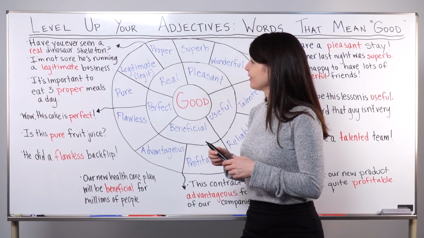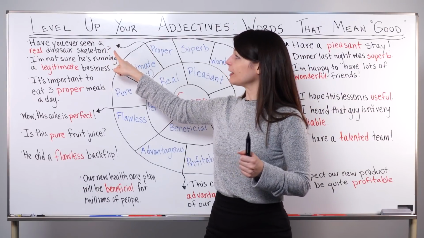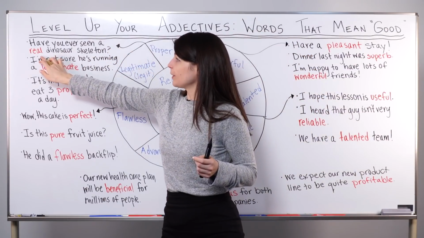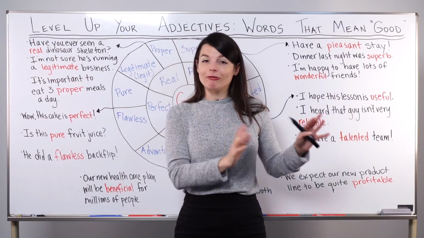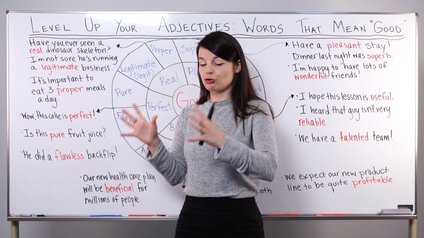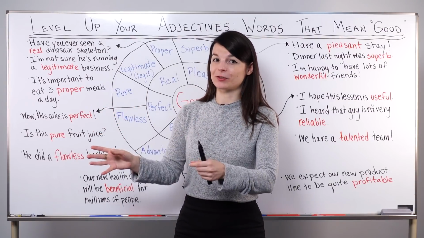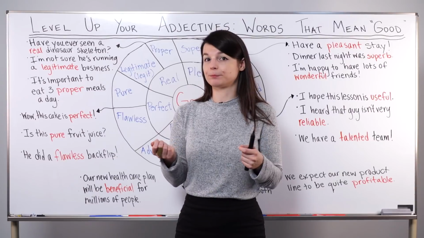Okay, so let's look at some example sentences. First, have you ever seen a real dinosaur skeleton? So this means, because we have real included here, it's like saying not a fake skeleton, not a plastic skeleton, but a true skeleton, a real one. So this was actually a dinosaur in the past. Have you ever seen a real dinosaur skeleton?